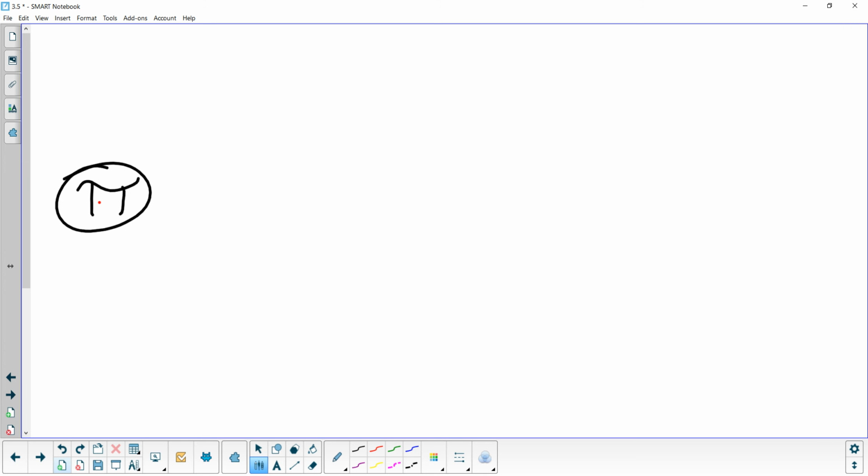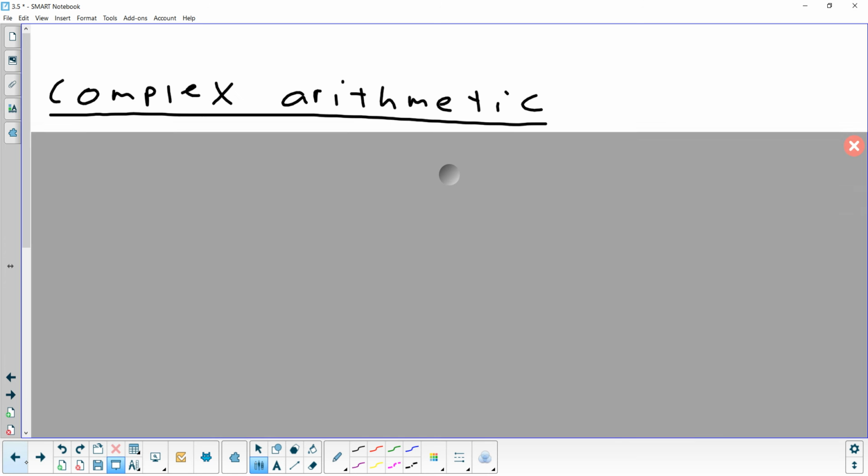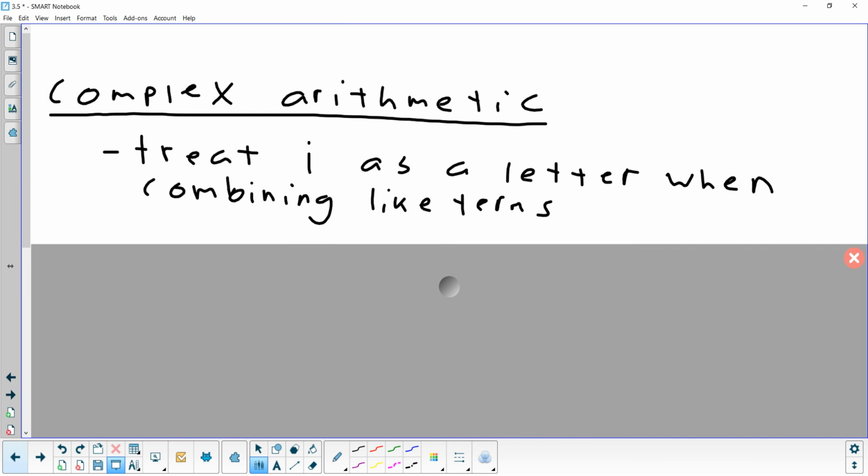So if you had to pick a variable to use in math, you'd never use the pi symbol because pi means 3.14. Just like in this section, don't ever pick i as a variable, because i stands for square root of negative 1. It is a number. But if you think of the rules for combining like terms, like 3x plus 2x gives you 5x, if you think of i the same way, even though i is not a letter, but if you think of it like one, when you combine like terms, 3i plus 2i is 5i.